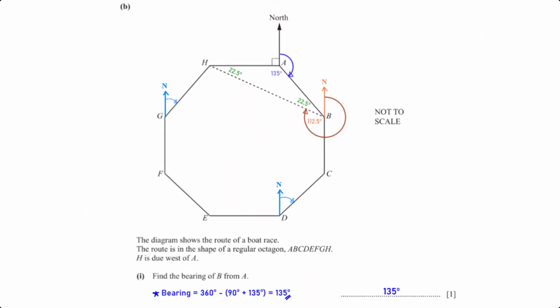The diagram shows the route of a boat race. The route is in the shape of a regular octagon, A, B, C, D, E, F, G, H. H is due west of A. Find the bearing of B from A.